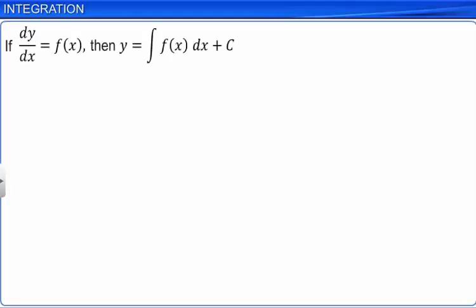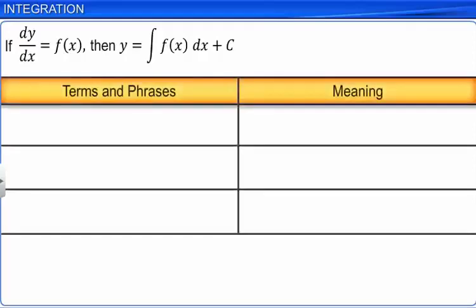More precisely, if dy by dx is equal to f of x, then we write y is equal to integral of f of x dx plus constant of integration, that is c. Let us now learn some terms and phrases and their meanings associated with the integration.